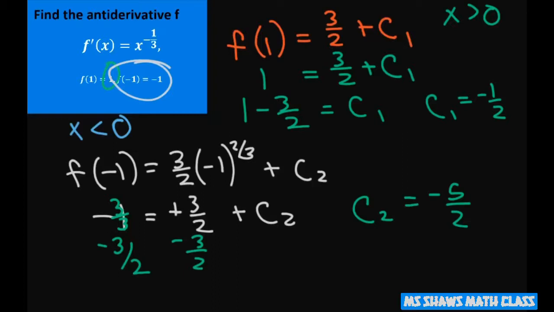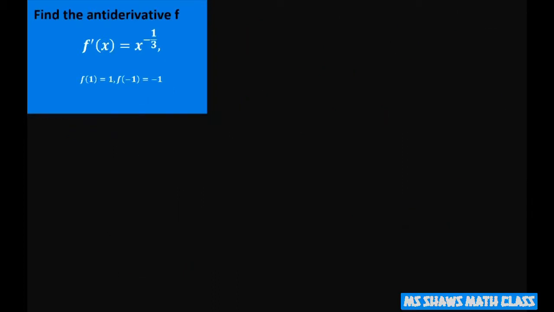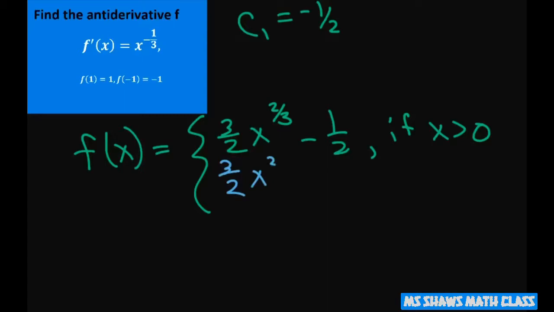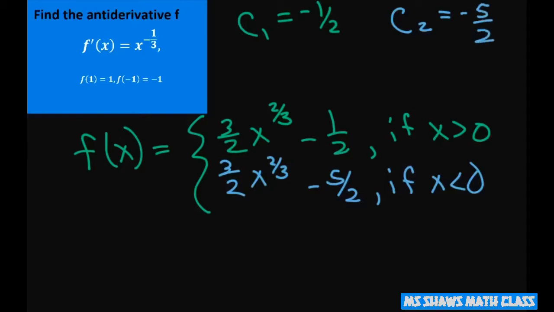Now we can rewrite this as f of x equals 3/2 x to the 2/3 minus 1/2, because c1 was negative 1/2. That's if x is positive, and 3/2 x to the 2/3 minus 5/2 if x is negative. That's because our c2 was negative 5/2. And that's it. Thank you. Have a nice day. Bye-bye.